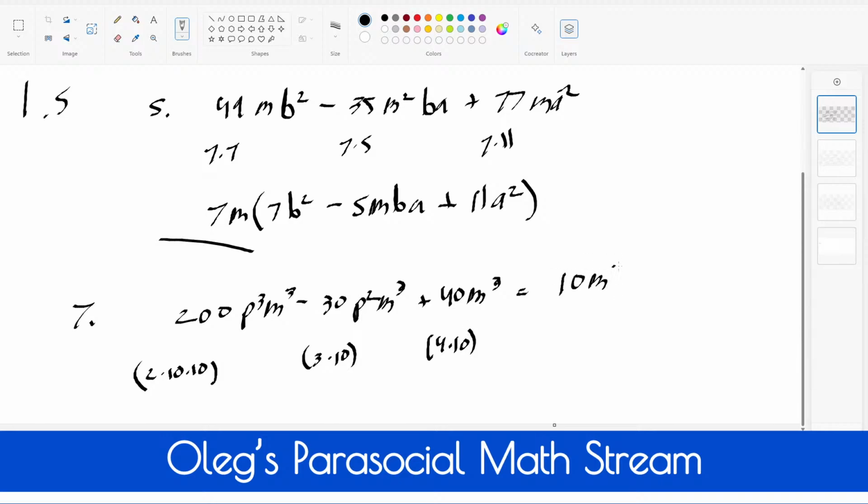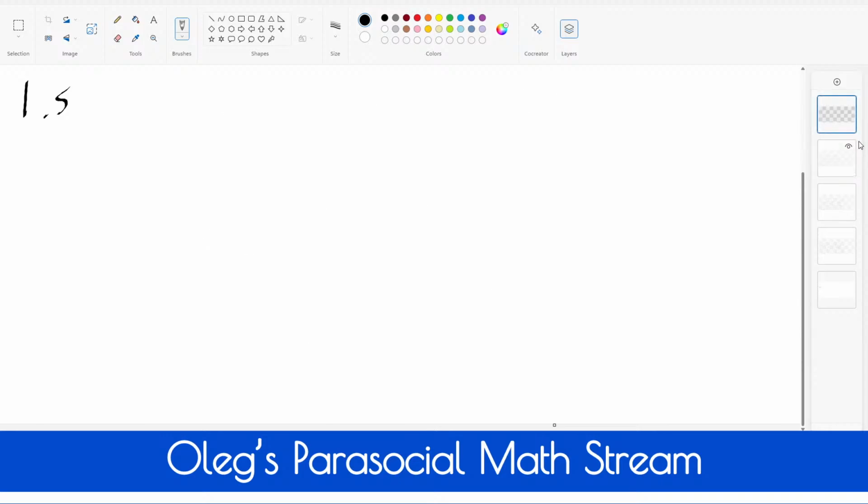I'm going to say 10m to the third power. And then we're just going to complete the equation. So that's going to be 20p to the third power minus 3p squared plus 4. That looks right, I think. Let's find out. Yep, 10m to the third power. They just want that. But yeah, so that's the answer right there, the greatest common factor. But I'm still going to factor the equation like that, so that's fine.